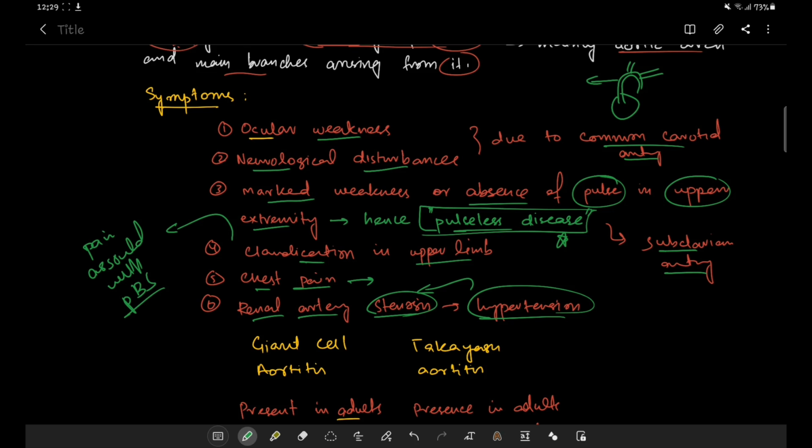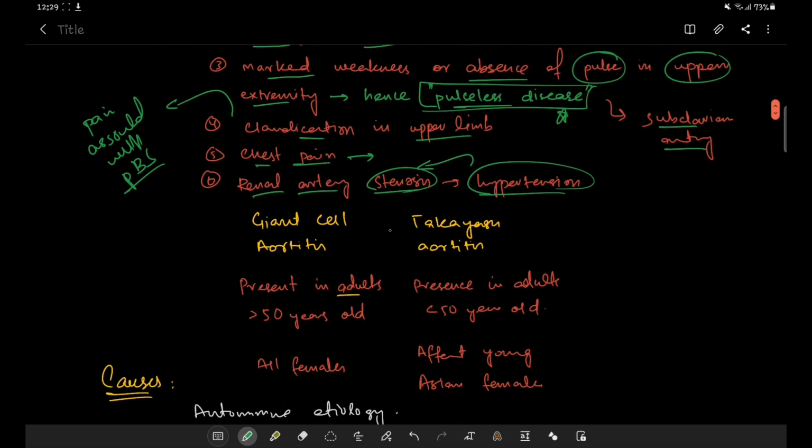Now, most of the features of the Takayasu arteritis or aortitis are the same as giant cell aortitis. Giant cell involving the aorta. Most of the features of Takayasu arteritis are the same as giant cell aortitis, except that giant cell aortitis is mainly present in adults above 50 years of age, and it involves mainly females.